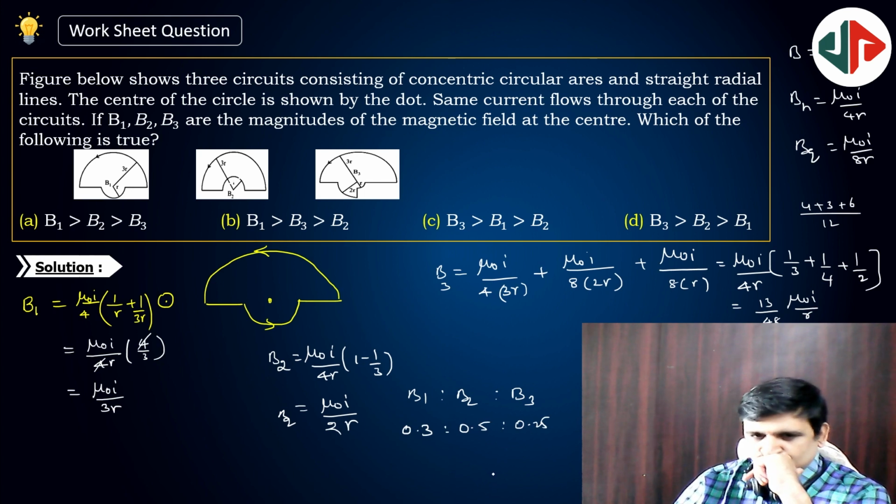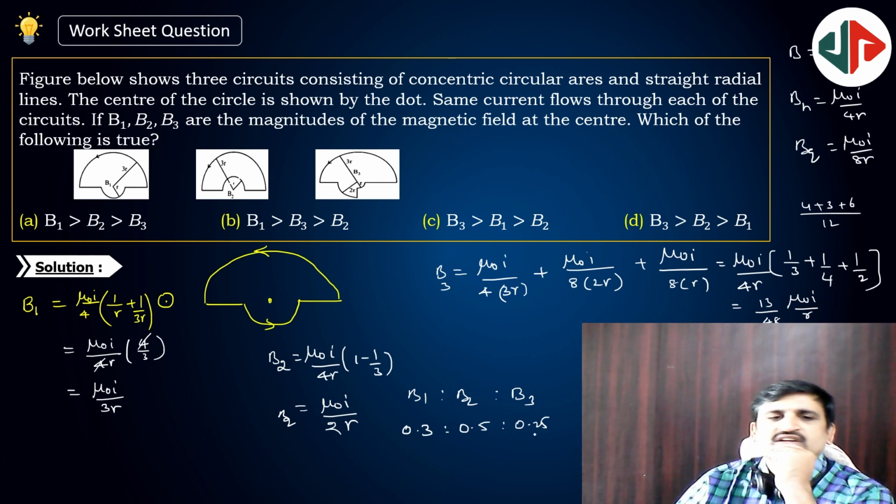So B3 is the smallest among them. Where is B3? Yeah, B3. Next B1. B2 is highest. B2 is highest. Which will come? B2 is highest. And here also I did 4.